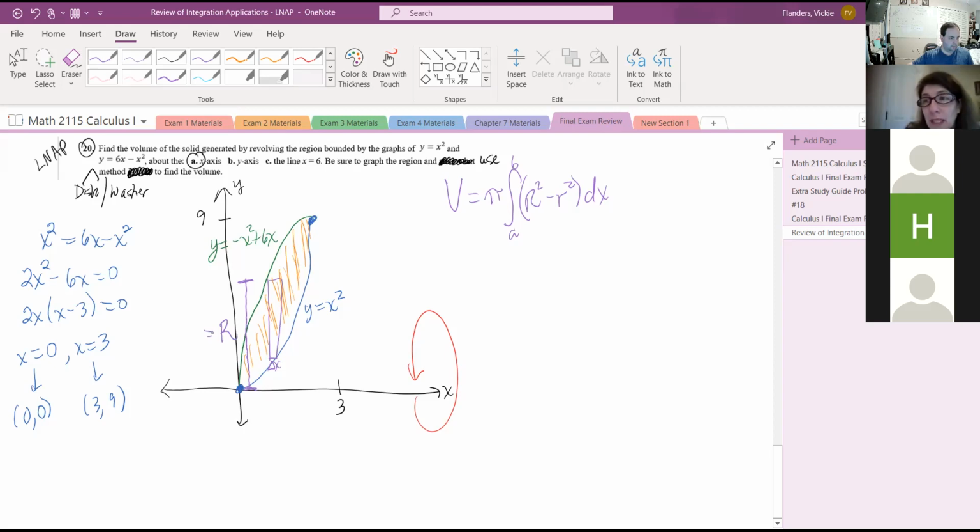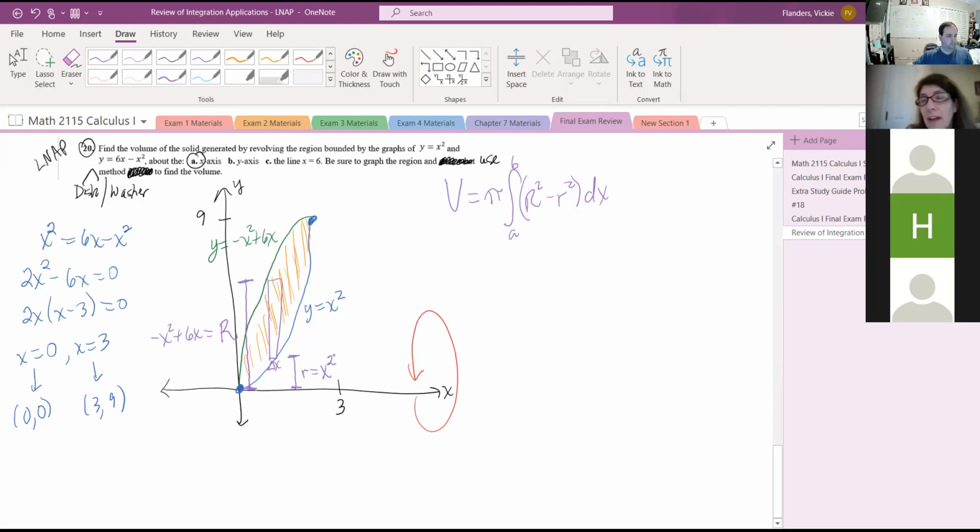Well, that happens to be the parabola. The parabola opens upside down, or opens down. That happens to be that y value, and that y value is negative x squared plus 6x. Little r is the shortest distance your rectangle is to the axis. So that happens to be the blue function, the parabola that opens up. That happens to be x squared.